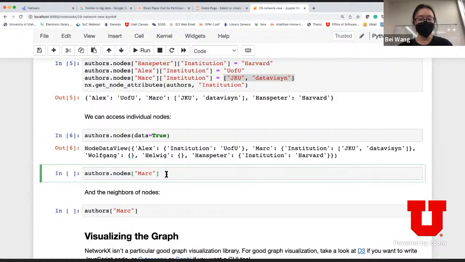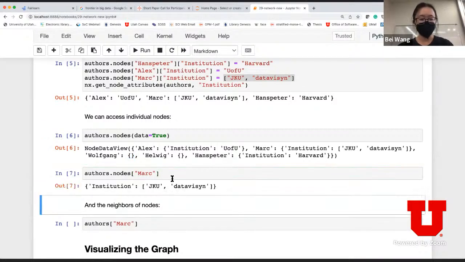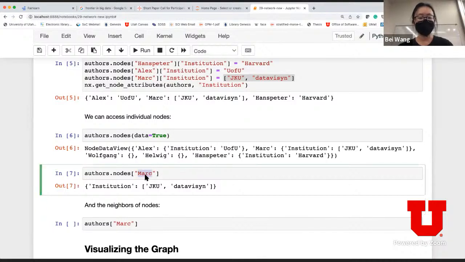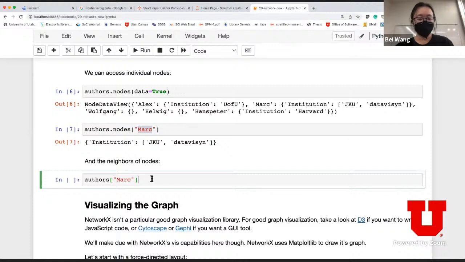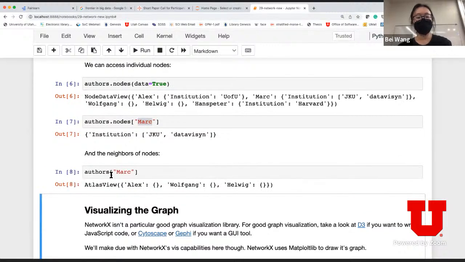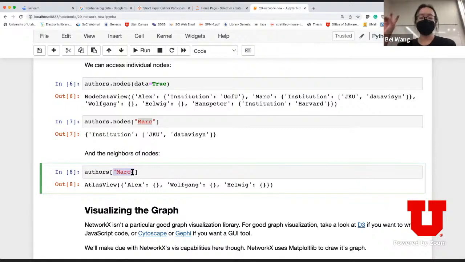And also we can query specific node attributes. For example, give me the node Mark. Remember, Mark has the attribute institution, and the value is those two institutions. And if I just look at authors with Mark, the node's ID, it actually returns the neighbors of this node. Okay.